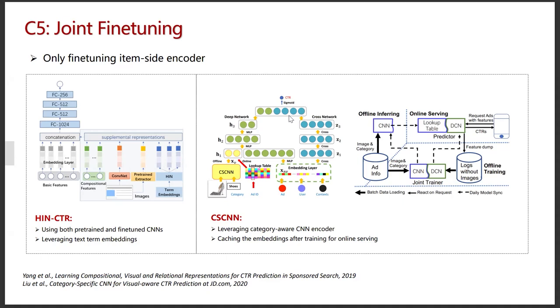This is the good point of joint fine-tuning, because in this serving paradigm, the embeddings can be pre-computed, and then they can use the cached embeddings when serving.